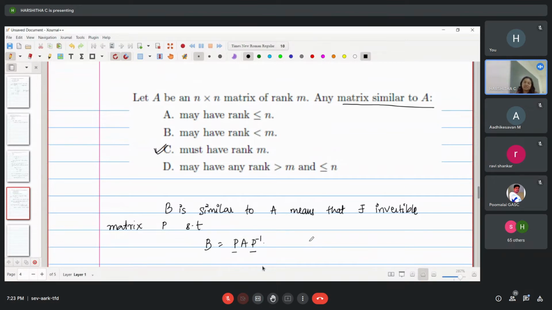Again, in this question, there may be an ambiguity that the rank is less than or equal to n, but let's say this is the best fit, most appropriate. Are there any questions?